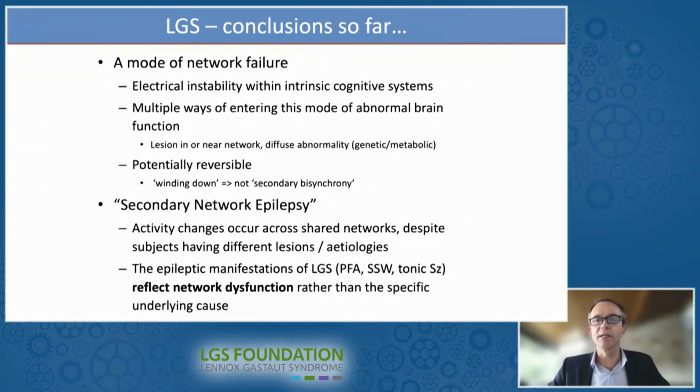So what can we conclude from these early studies? First of all, LGS is a mode of network failure. It represents electrical instability within intrinsic cognitive systems of the brain. There are multiple ways of entering this abnormal mode of brain behaviour, including lesions in or near the network and various other diffuse abnormalities, be they genetic, metabolic, or even early childhood insults. It's also potentially reversible in some patients. When the causative lesion is removed, you see a winding down of the epileptic activity rather than instantaneous cessation, consistent with the concept that the lesions are chronically irritating these networks, shifting them into a pro-epileptic state, and their removal is associated with a gradual return out of that epileptic state into a more normal pattern of brain network behaviour.